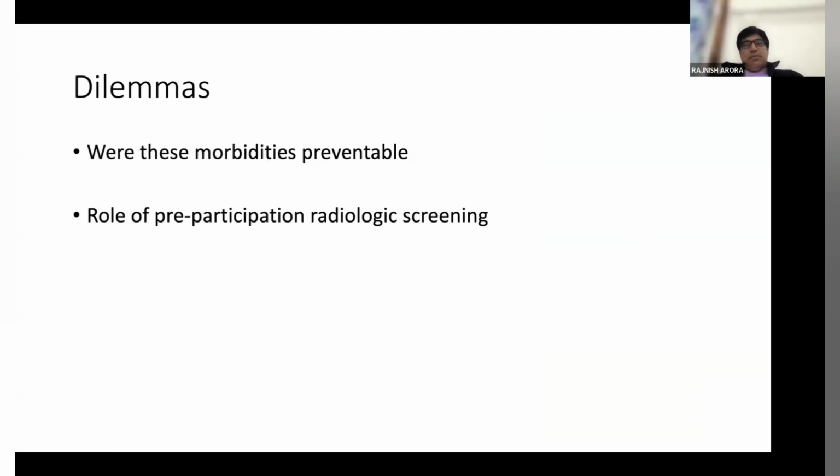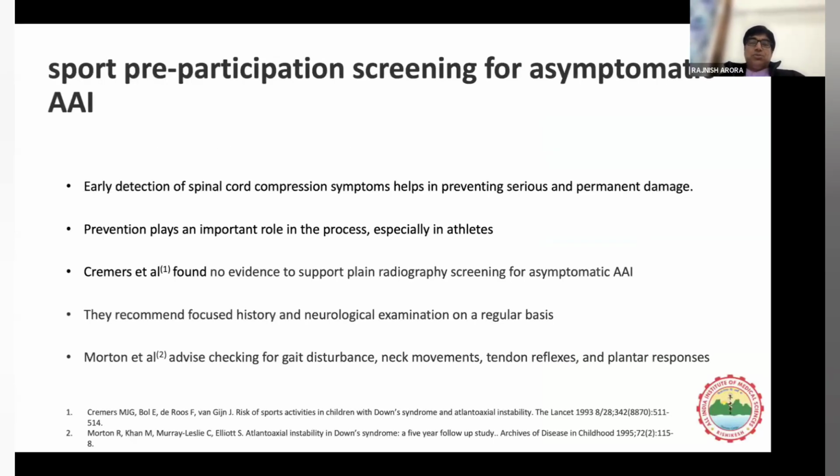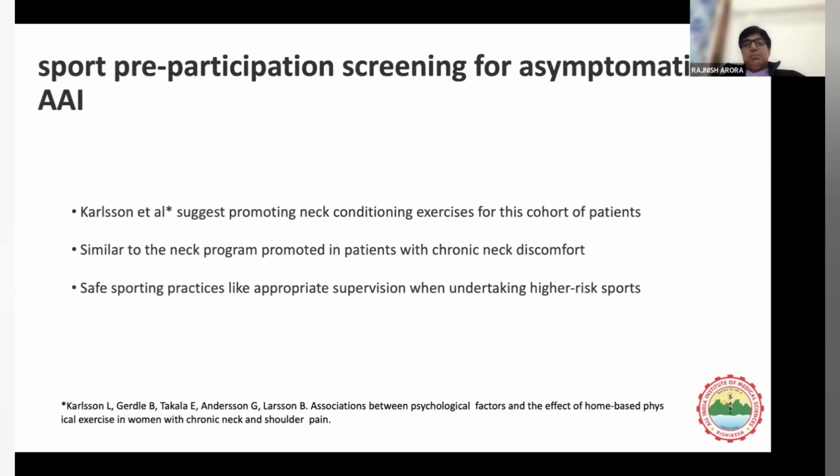So the dilemma in dealing with this case was whether these morbidities were preventable, and whether there is a role of pre-participation radiological screening in such patients who already have a congenital CV junction anomaly. While searching the literature, we found that there is no evidence to support plain radiographic screening for asymptomatic AAI. However, patients who are known to have some kind of atlantoaxial dislocation or congenital CV junction anomalies should be discouraged from taking part in high-risk contact sports, and should be supervised.